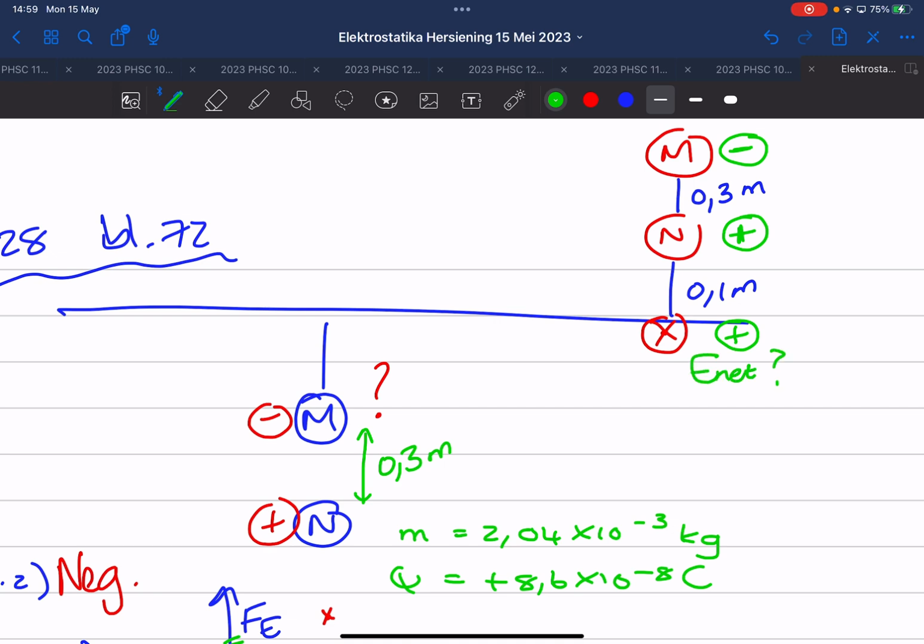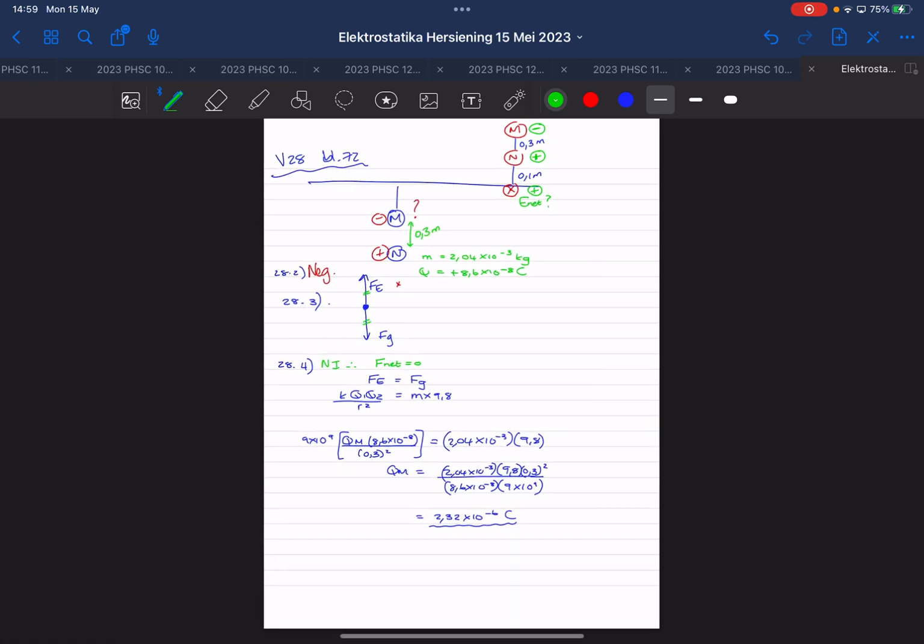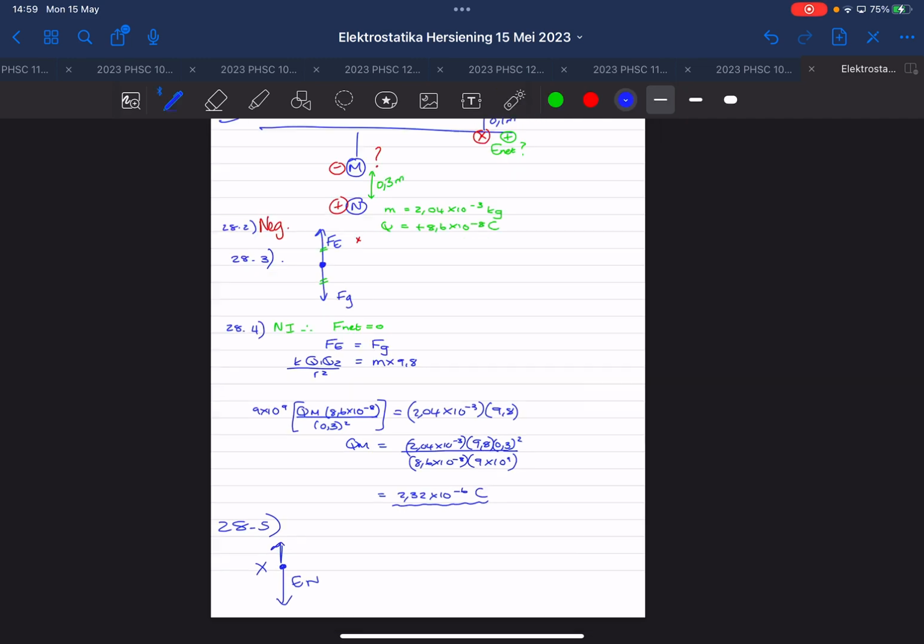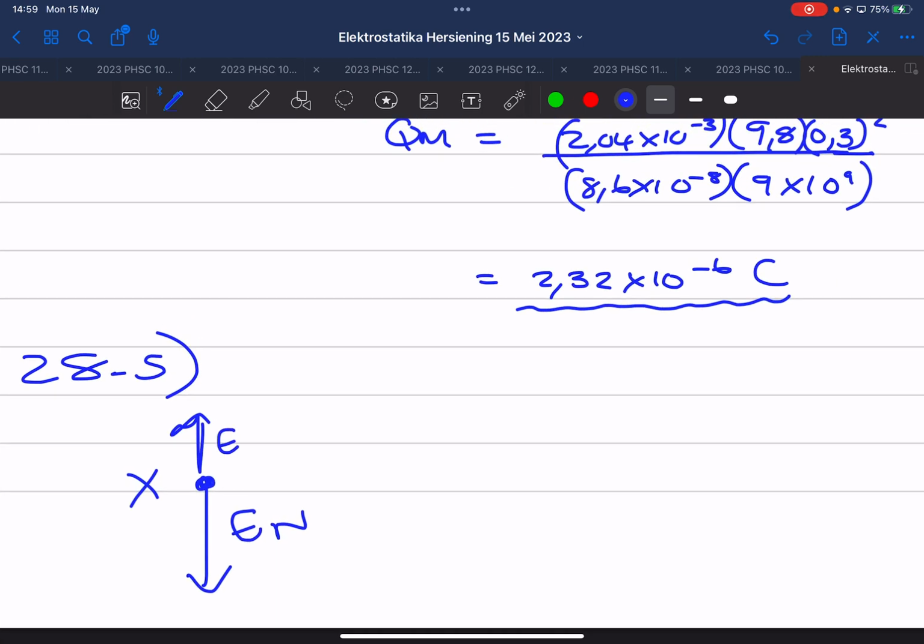Net electric field strength. Okay, so you're going to start with a free body diagram, vrye liggaam diagram on X. X is positive, N is positive. What does positive and positive do? Repel, stoot af. So daar's 'n krag af, but the field is down due to N. Dan X positive, M negative. Positive and negative attract. So daar gaan 'n veldsterkte opwees due to M.